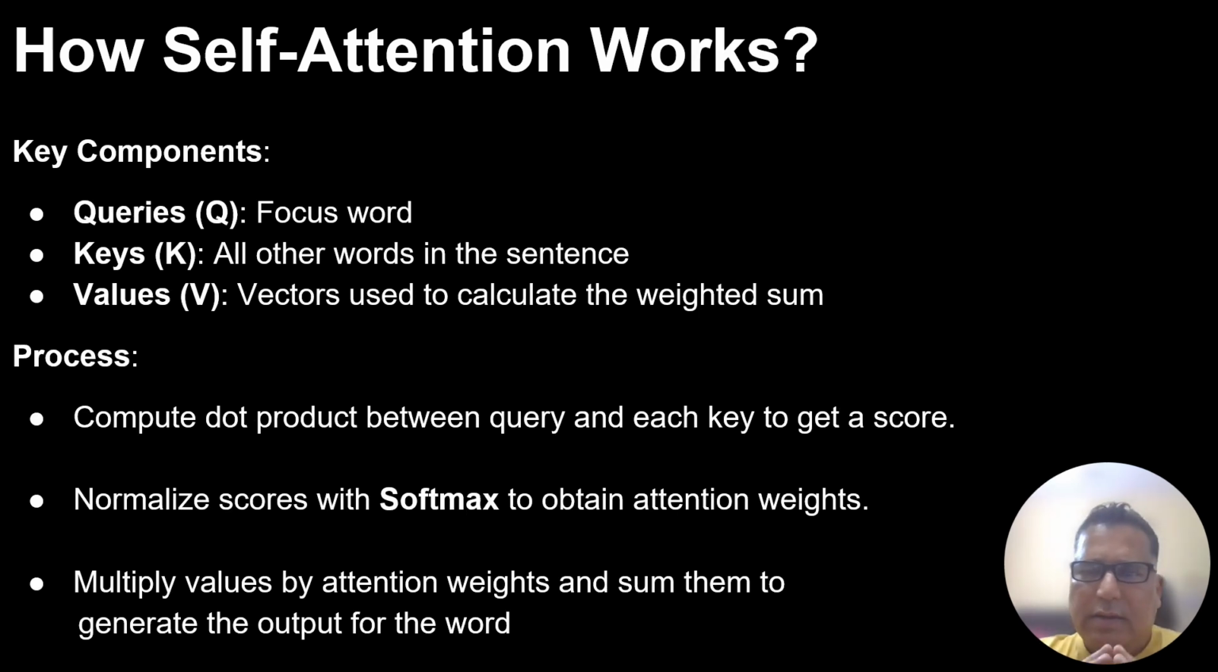How does it work? The three basic things about self-attention are queries, which are nothing but the focus word, keys, which can be every other word in the sentence, and values, which are the vectors used to calculate the weighted sum. We'll see an example, but what happens is we compute the dot product between query and each key to get a score. We normalize scores with softmax, and then we multiply values by attention weights and sum them to generate the final output.